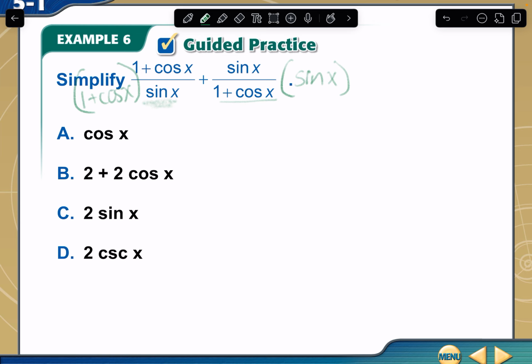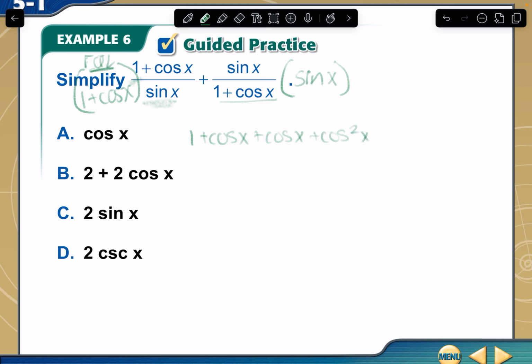The downfall of that with these two numerators is I have 2 terms times 2 terms, which means I have to FOIL. So when I FOIL, I will end up with 1 times 1 is just going to give me 1. 1 times cosine will give me cosine. 1 times cosine again is going to give me cosine. And then cosine times cosine is going to give me cosine squared.